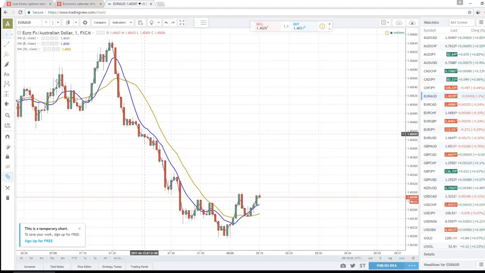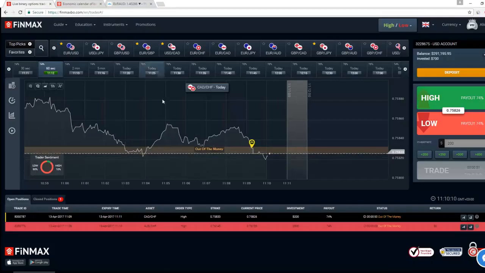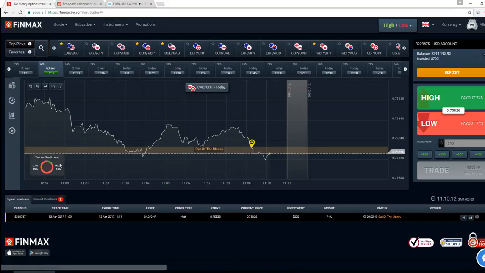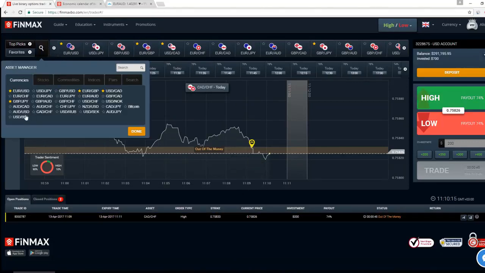Euro to Australian dollar shows pretty interesting dynamic. Okay, this one also expired out of money, so I will repeat it one more time.